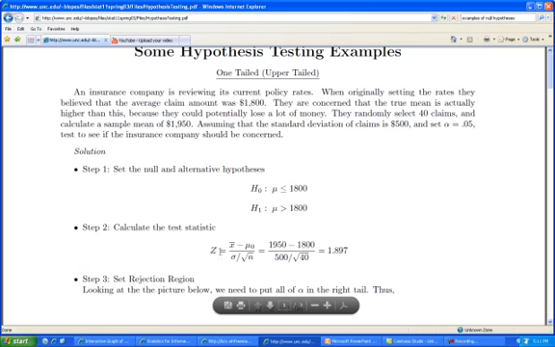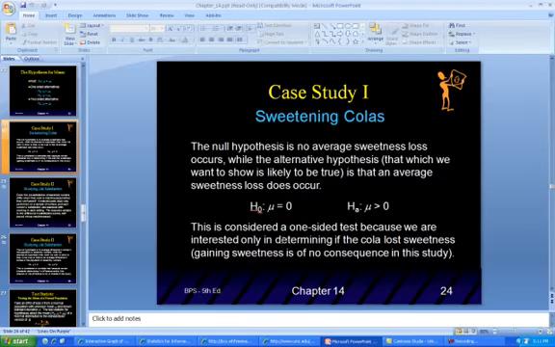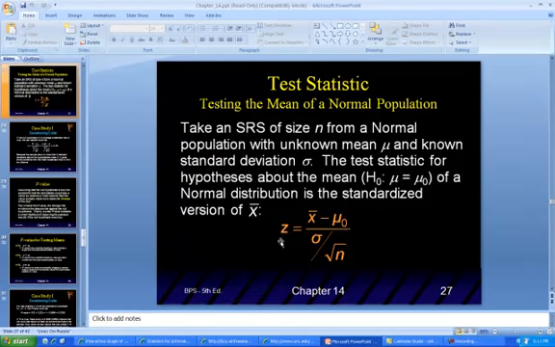So they test this. They use this formula here. Where does that come from? Let me show you where it comes from. Right here. This is called a test statistic. It's in your textbook. It says: taking a simple random sample of size n from a normal population with unknown mean mu and known standard deviation. There you go. That's our simple problem that we've had for this chapter. The test statistic for hypotheses about the mean of a normal distribution is the standardized version of x bar. You're going to take x bar and standardize it. This is really the same equation we've been using all the time.